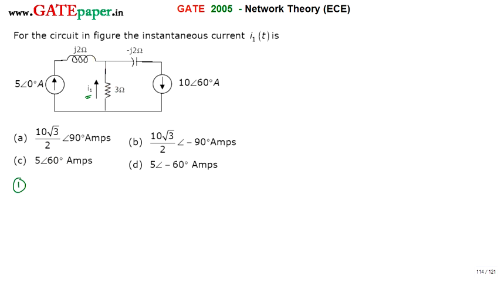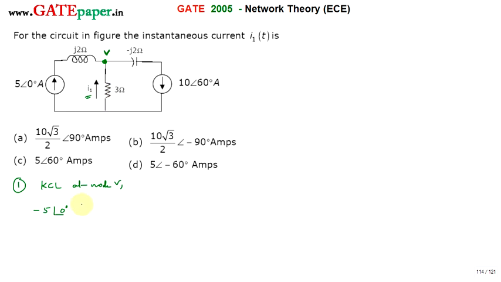Let V be the voltage across this node. Apply KCL at node V. Across this node V, incoming currents are treated as negative and outgoing currents are taken as positive. Node V is connected to 3 branches and we know the currents in the 3 branches. Directly we are writing the KCL. The current in the first branch is incoming, so this is minus 5 of 0 degrees.